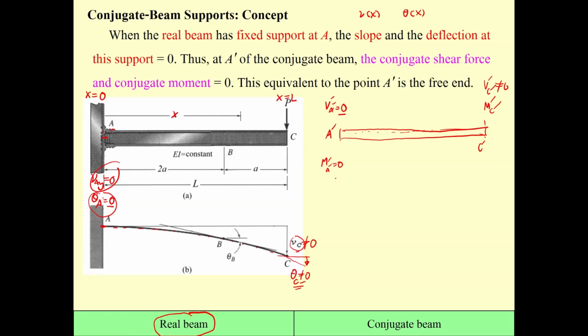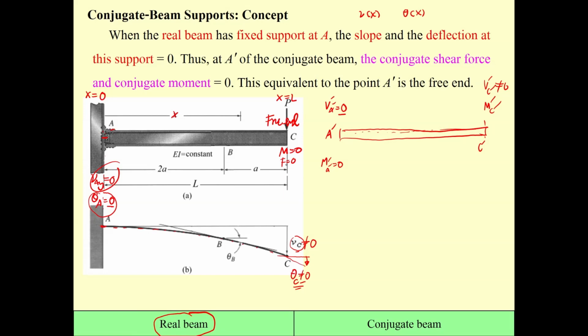Now, taking into consideration the free end over here. The free end has the moment equal to 0. And the free end actually has the shear. If P equal to 0, this one is going to be 0.